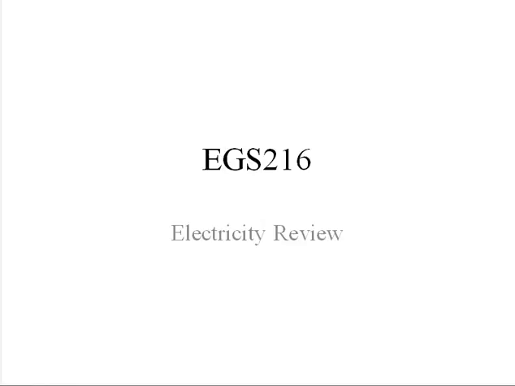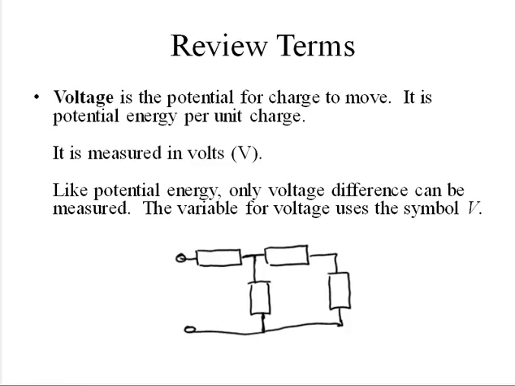In this video, we'll do a quick review of electricity so we can use these electrical principles in our design lab. We'll start by reviewing some terms, and we'll start with the term voltage, which is the electric potential. It's a potential for charge to move. It's potential energy per unit charge. It's measured in the unit volts, a capital non-italicized V, named after Volta, so we use a capital letter.